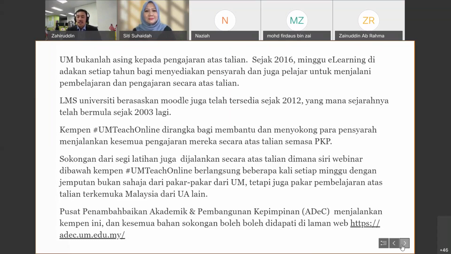Our LMS is actually quite old, it started in 2003. Since it uses Moodle, we started to use Moodle officially in 2012, and the number and percentage of our lecturers using e-learning fully has risen year on year. I think that helped prepare us to go online, so the transition for our lecturers during COVID-19 was actually quite good.